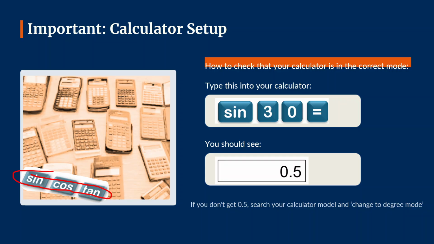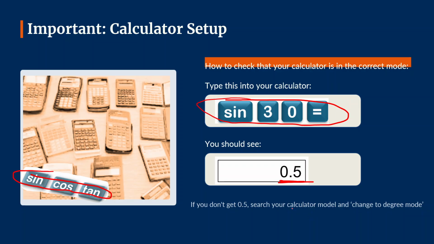In order to test that your calculator is in the correct mode, this is what I want you to type in. Sine 30 equals. If you type that in and you get 0.5 on the display, then your calculator is set up the way we want and we can go forward and start doing the math. However, if you don't get 0.5, this is a video I can't really problem solve with you.